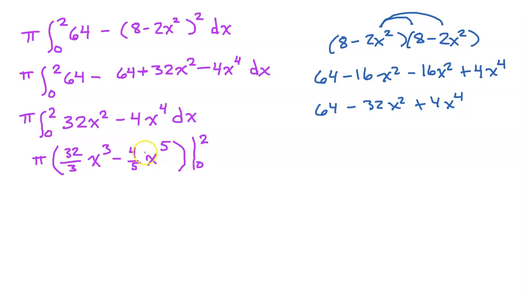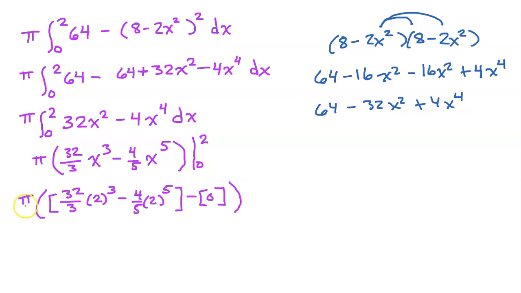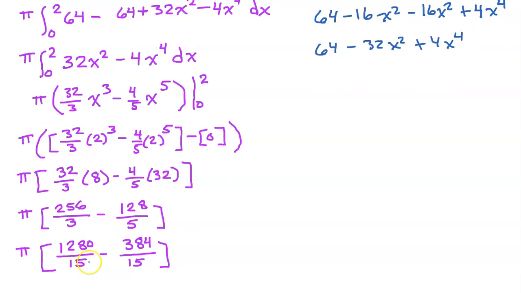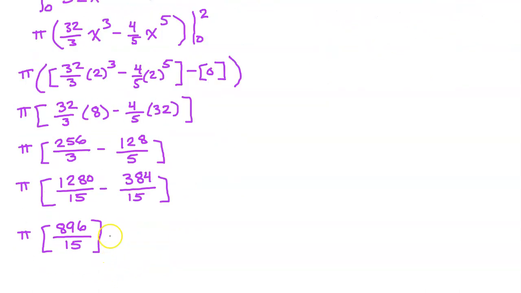This means we find the value at 2 minus the value at 0. With pi out in the front of the parentheses, we see the value at 2 minus the value at 0. Because both terms had an x in it, it's easy to see that the value at 0 is just 0. Applying the exponents gives us this. Performing the multiplication gives us this. Making like denominators gives us this. And subtracting those fractions gives us this. So this is the exact value for the volume of the solid.